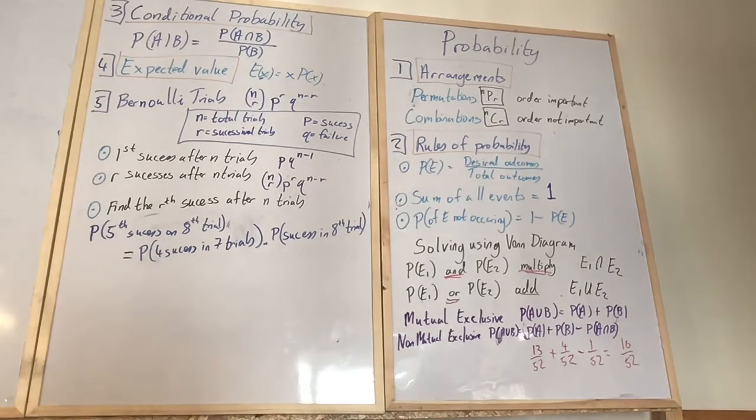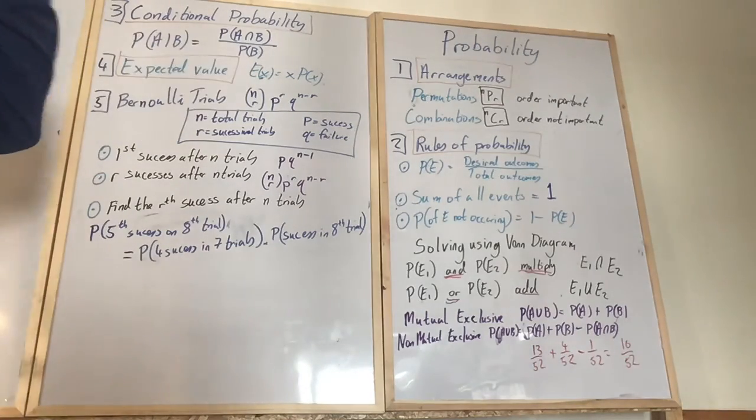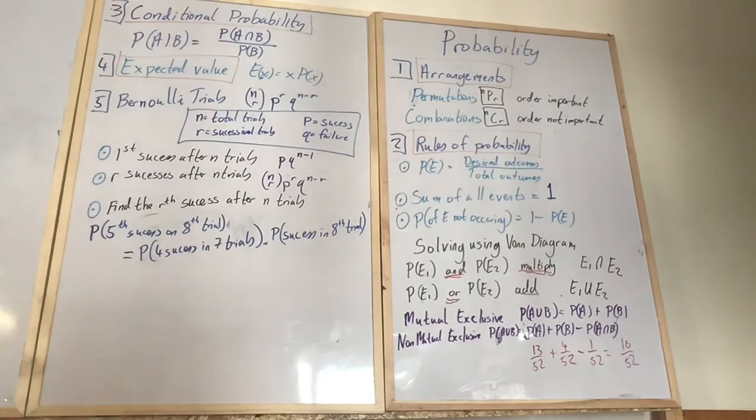Expected value is used in games. So for example, is it worth playing a game or not? The formula will be E of X, the expected value of X, which is the sum of the outcomes multiplied by the probability of that particular outcome.